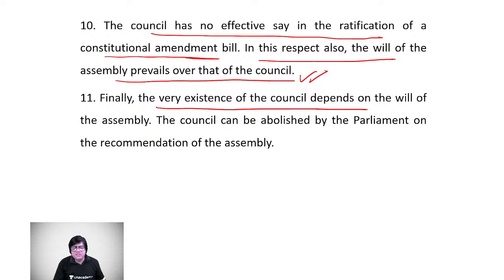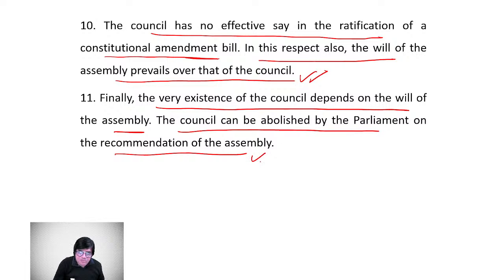And finally, the very existence of the Council depends on the will of the Assembly. The Council can be abolished by Parliament on the recommendation of the Legislative Assembly. But of course, under Article 169, they have to pass a resolution by a special majority of the total membership of the House plus 2/3 of the members present and voting. Then it can recommend to Parliament abolition or creation, right? If it is already created, abolition. If it is not there and it wants to create that, creation. To the Parliament, and the Parliament, of course, then has to pass a bill to that effect, and then the House is created or uncreated.